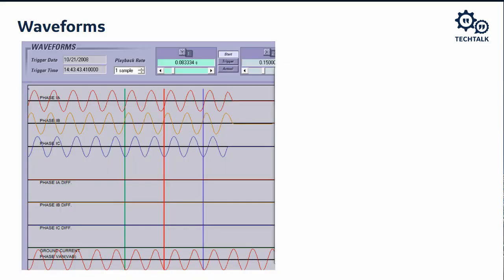So here are the waveforms. Now, what is really unique about this particular one is that if we look at these waveforms, one of the things that we'll notice right off the bat is I can't really tell what's happening by just looking at the waveforms. I can't tell what the phase sequence is. I can't tell very much of anything.